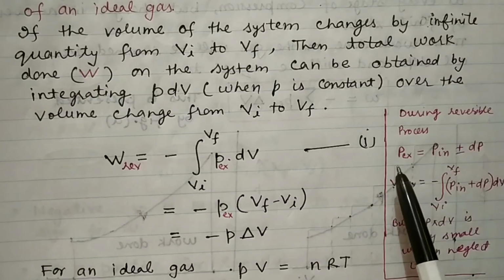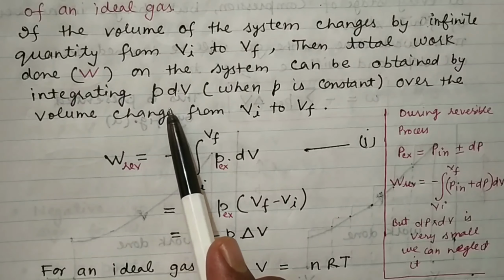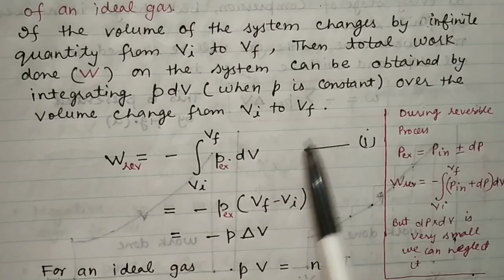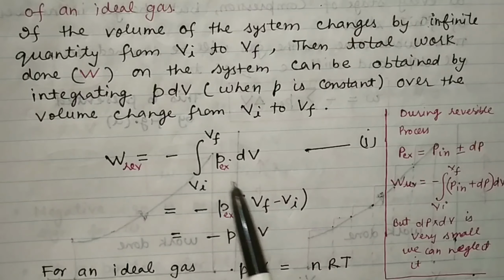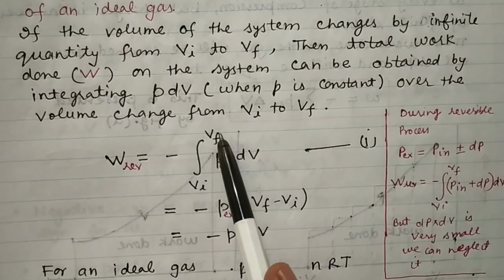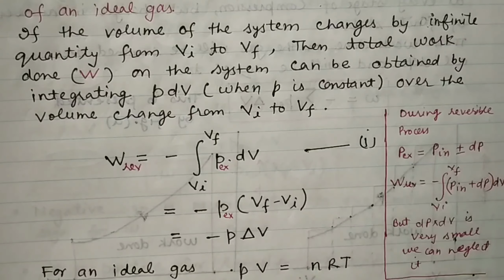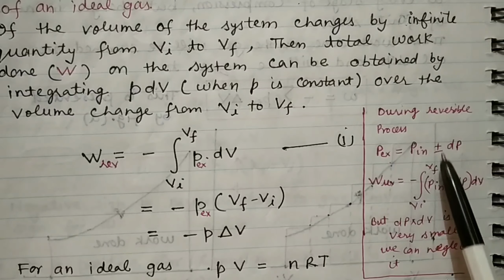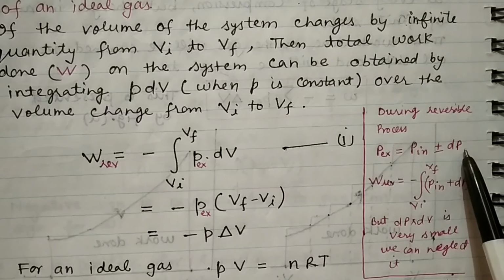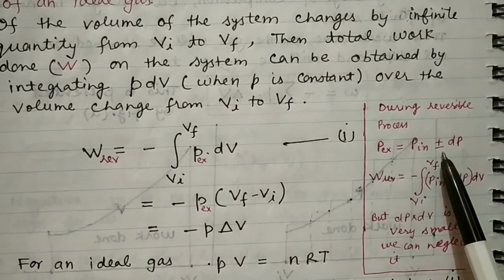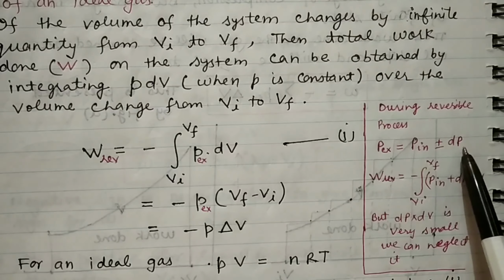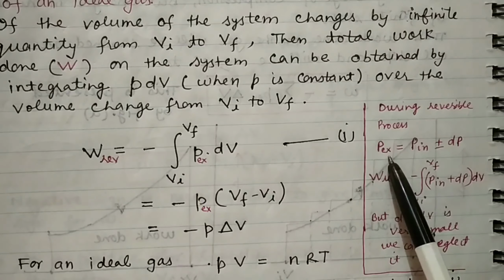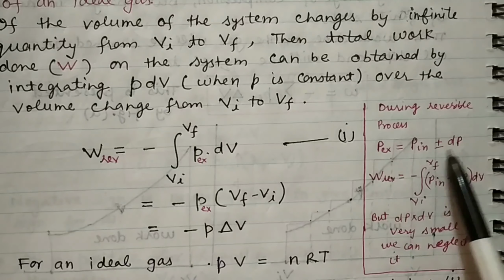But in case of a reversible system, we have to integrate over the volume changes from initial to final, right? So one can write W reversible is equal to minus integral from initial volume to final volume of P external into dV. Further, we know that during a reversible process, P external is equal to P internal plus or minus dP, the change in the pressure, right? If there is an expansion, then the pressure will be plus dP, and if there is a compression, then there will be minus dP. So overall one can write P external is equal to P internal plus or minus dP.